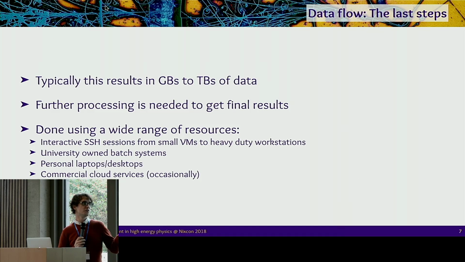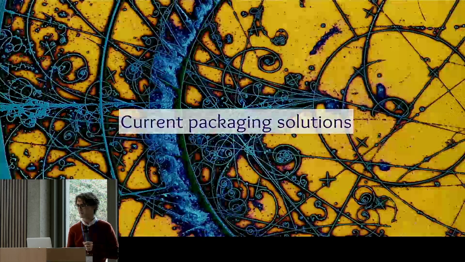And then the last step: even after you've processed it on what we call the grid, we still have a few gigabytes or terabytes worth of data which then get processed on a wide range of whatever resources we can find. It can be small VMs that we SSH into, or really heavy-duty workstations, or laptops, desktops, university batch systems. It's really a mess of whatever computing resources we can find, and we'll make use of them. Then this final stage can easily last a year or a few years of people really studying, trying to understand what's in that last little selection of data.